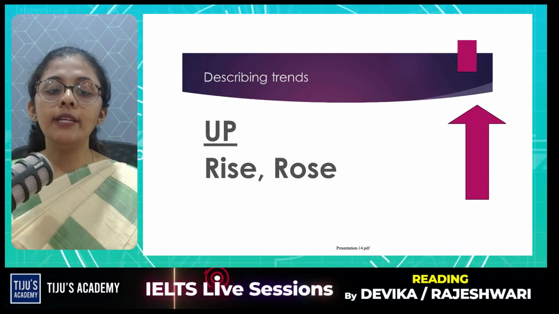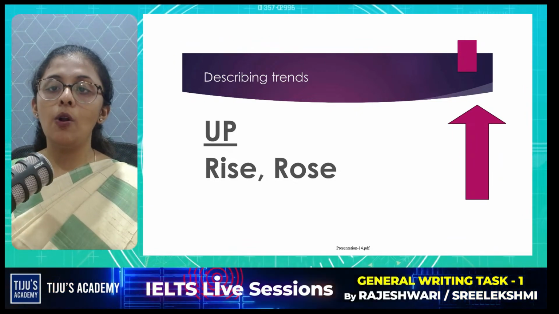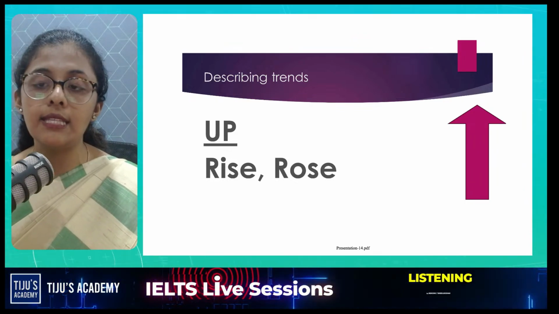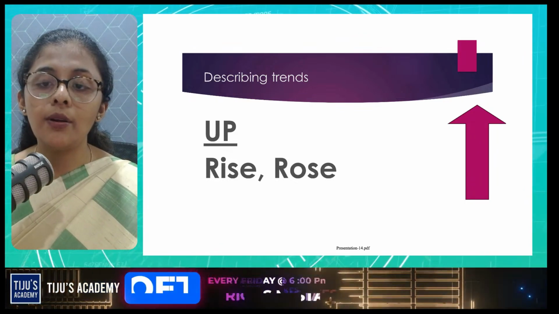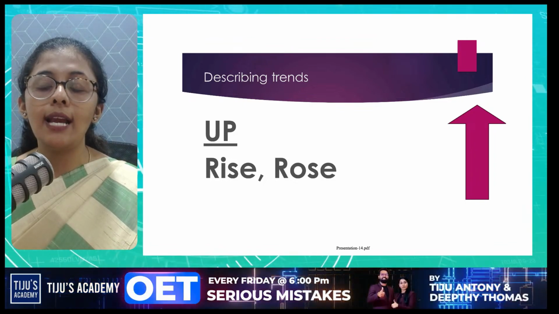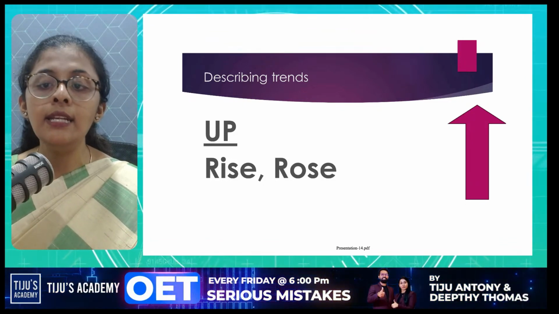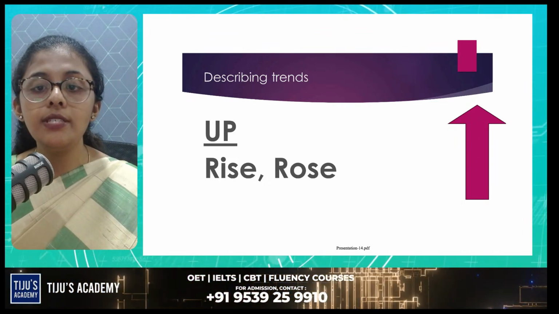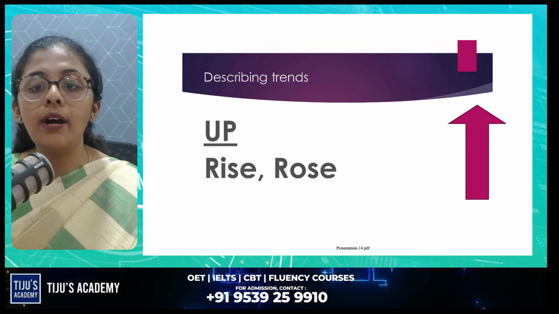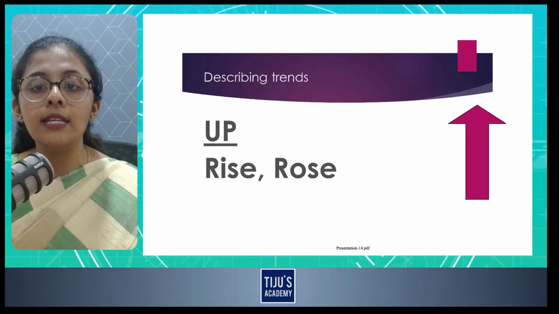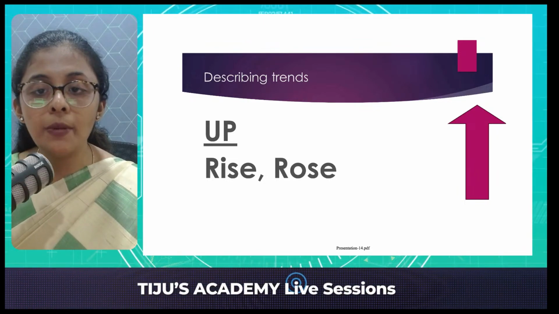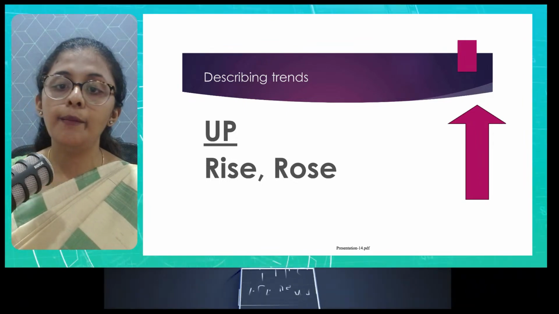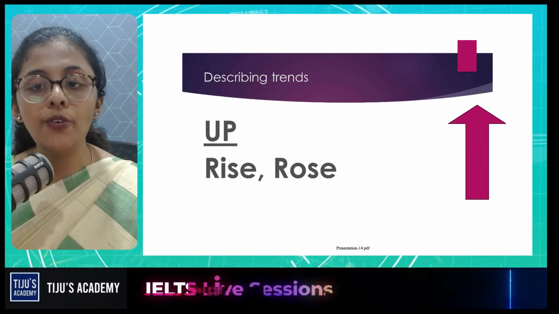When it comes to an increasing trend, we have already discussed that when it comes to a question, we have to describe or classify it into increasing trend, decreasing trend, fluctuating and constant. So first we have taken increasing, or up. So you can say that in 2020 there was a rise of a particular thing, or there was a rose of a particular thing.